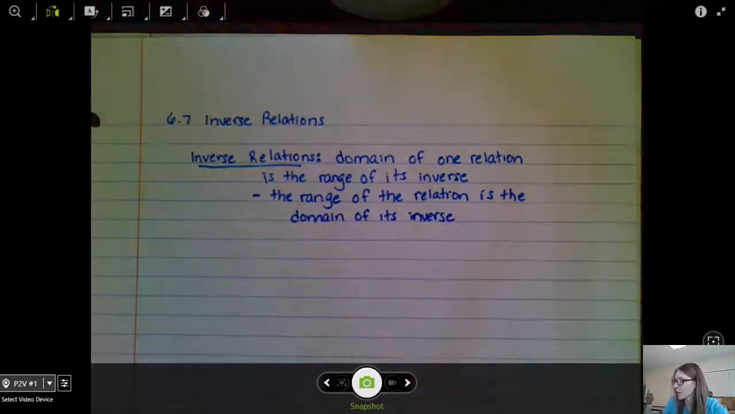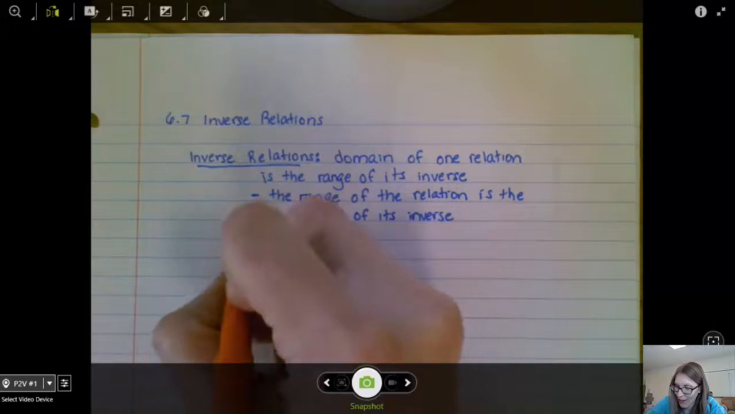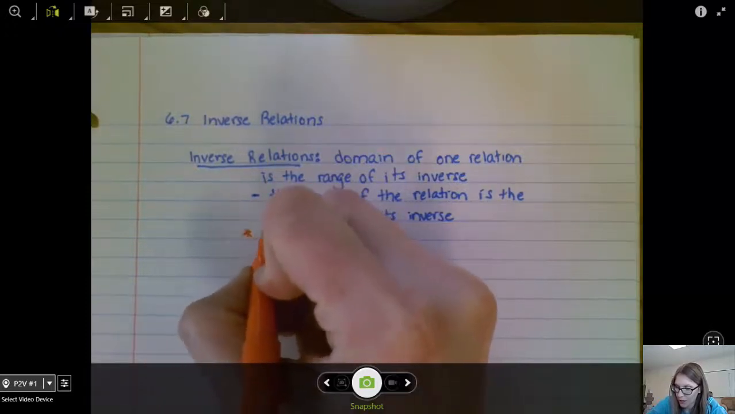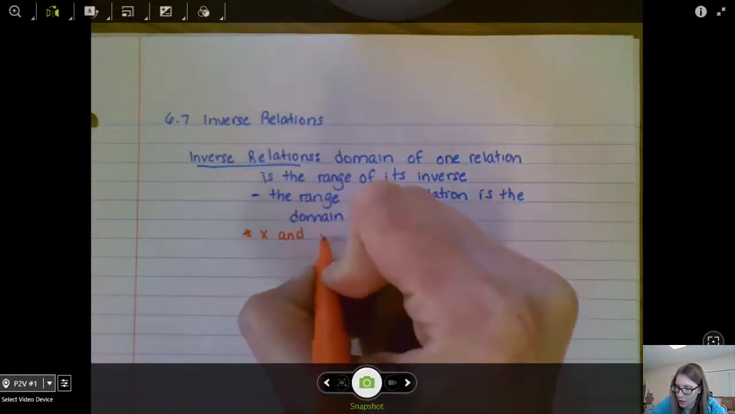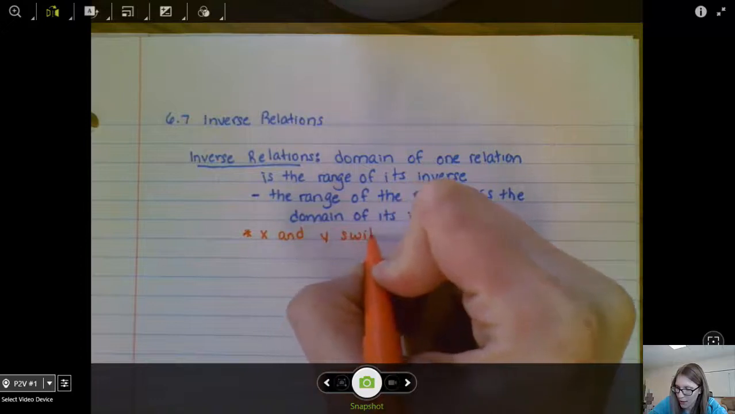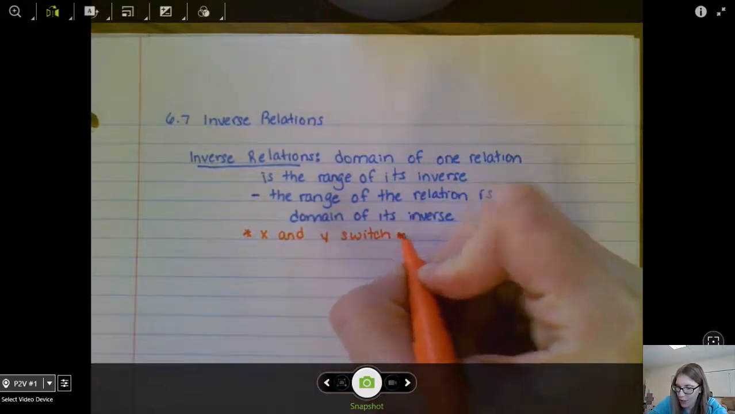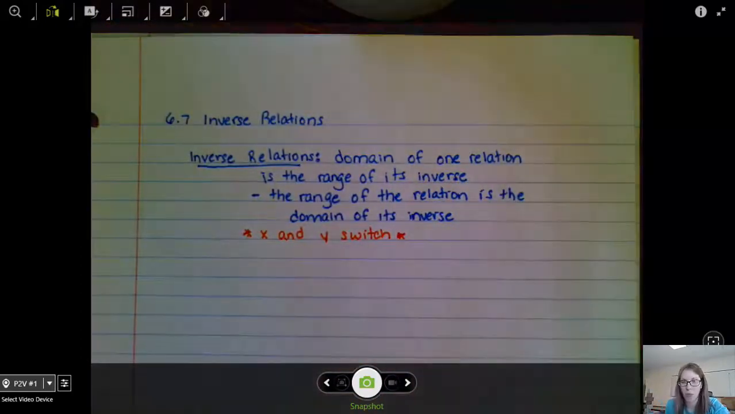So long story short, with inverse relations, the x's and the y's switch. Okay, we're going to say that a lot as we go through this section. The x and the y switch. Because keep in mind, domain is talking about the possible x values, and range talks about the possible y values. Okay, this is the main idea.